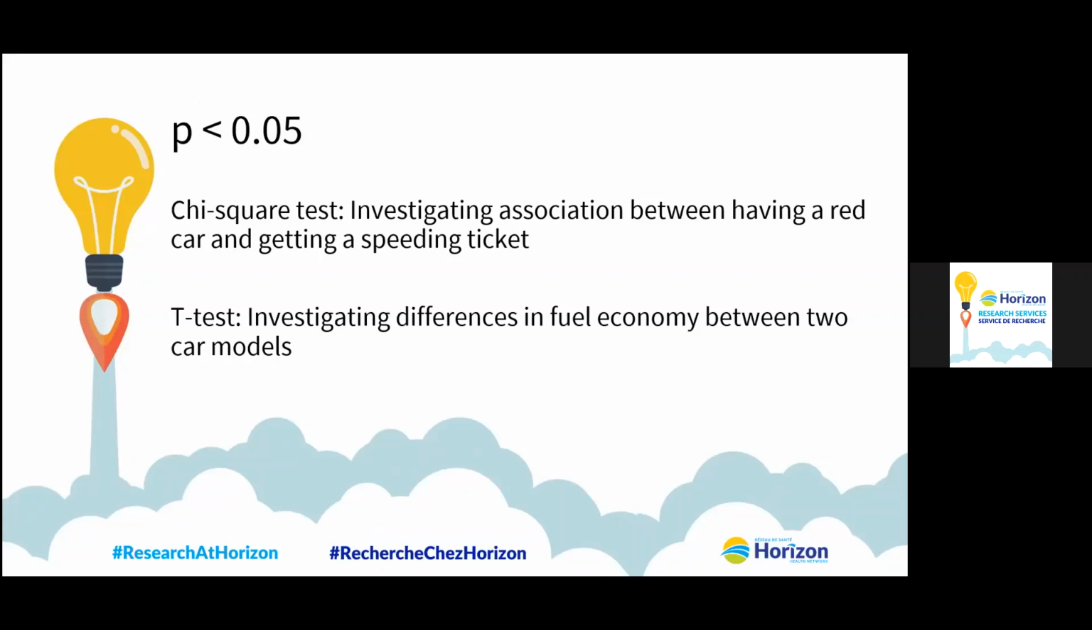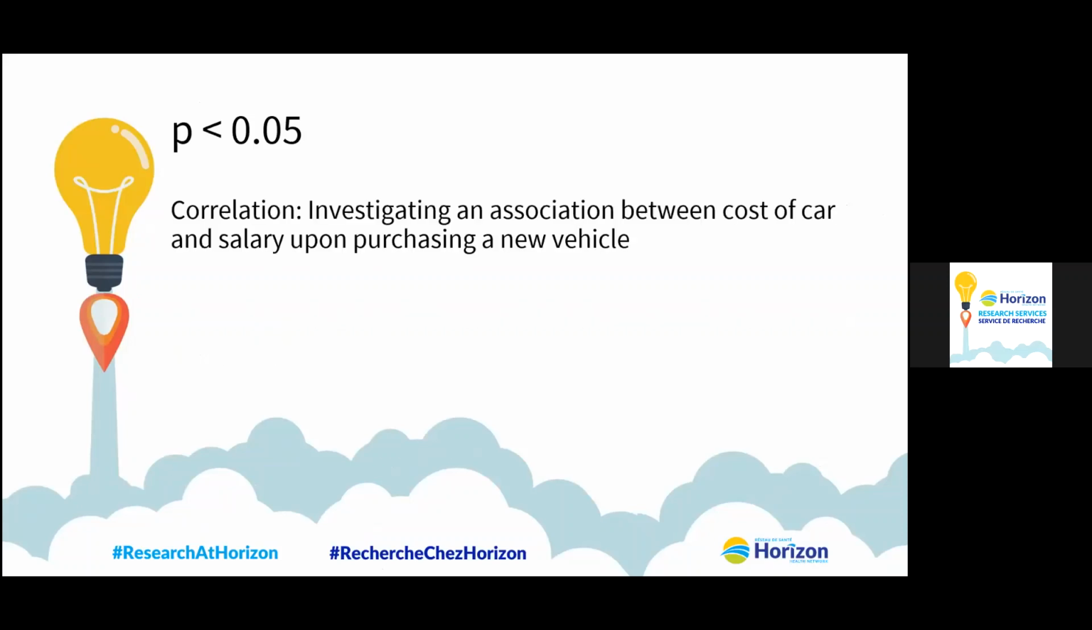Looking at correlations, maybe you're looking at an association between the cost of a car and the salary of the buyer when you're purchasing a new vehicle. Your null hypothesis, again, is that there is no association between these two variables. And with a p-value less than 0.05, you would likely conclude that there is an association between the cost and the salary. And you can look at something like Pearson's R to give some information as to the direction or the strength of the association.